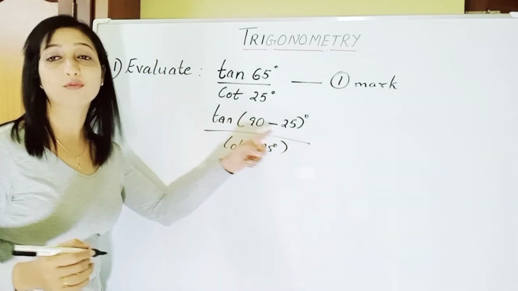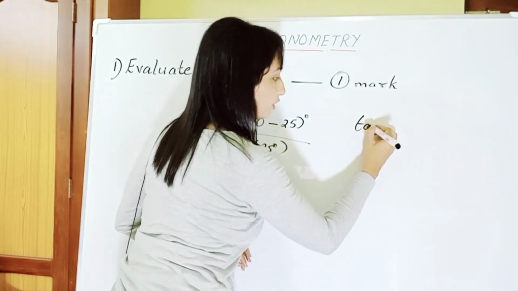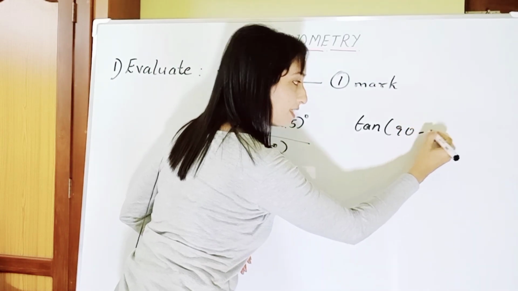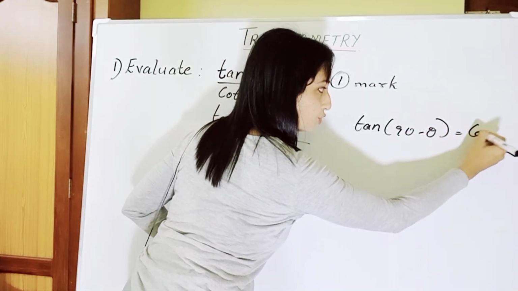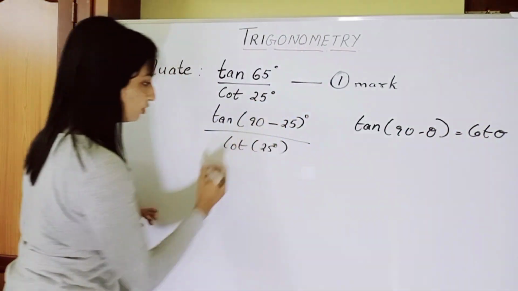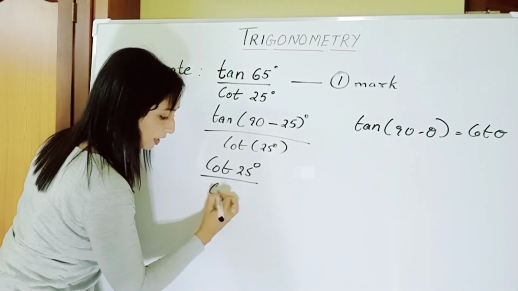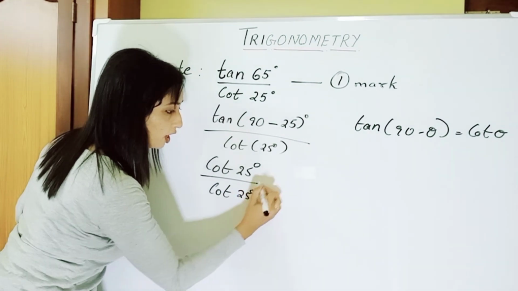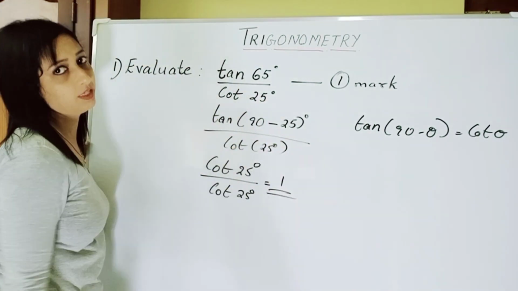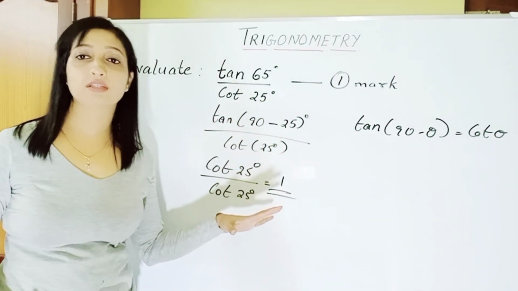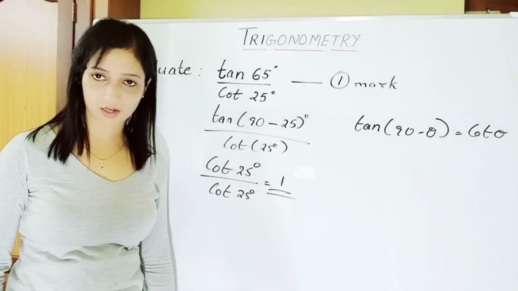Now what is tan of 90 minus theta? We know tan of 90 minus theta is equal to cot theta. So here you can write it as cot 25 degree by cot 25 degree, which is equal to 1. This is the easiest type of questions which are asked as 1 mark question.